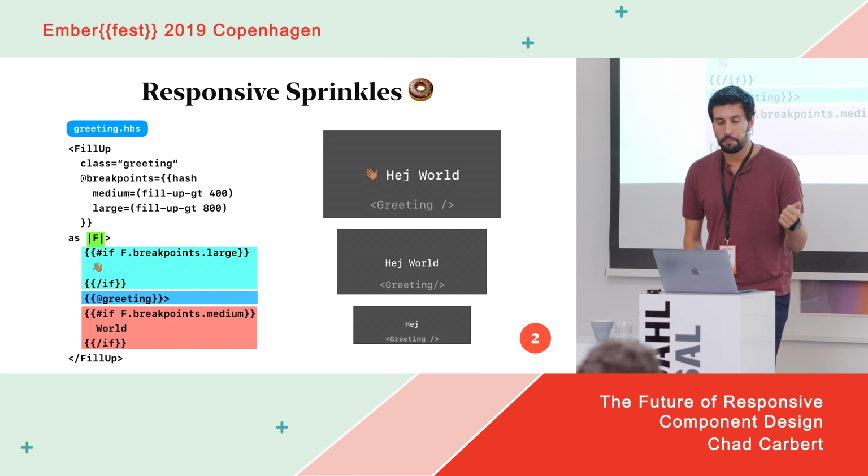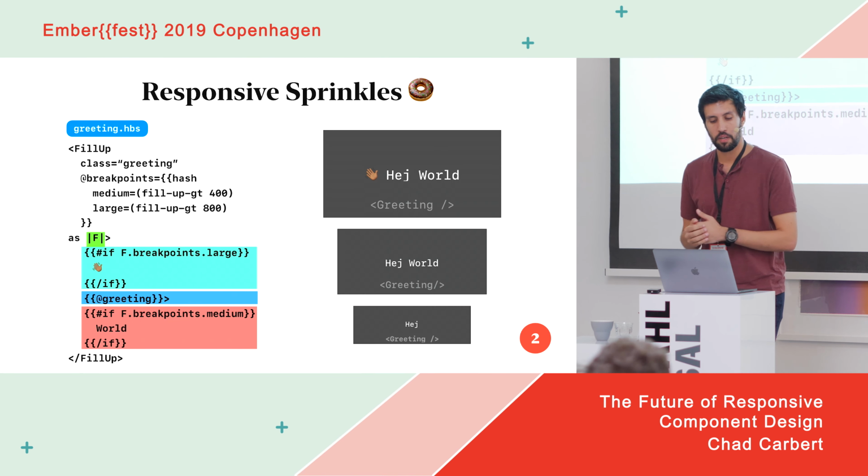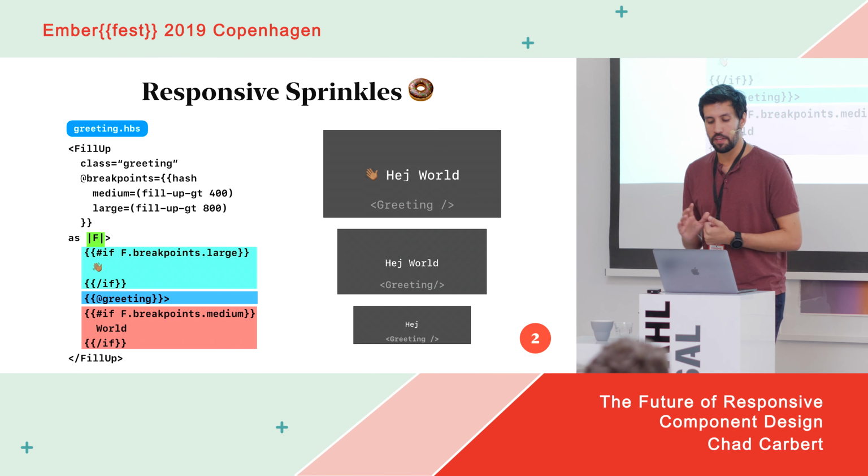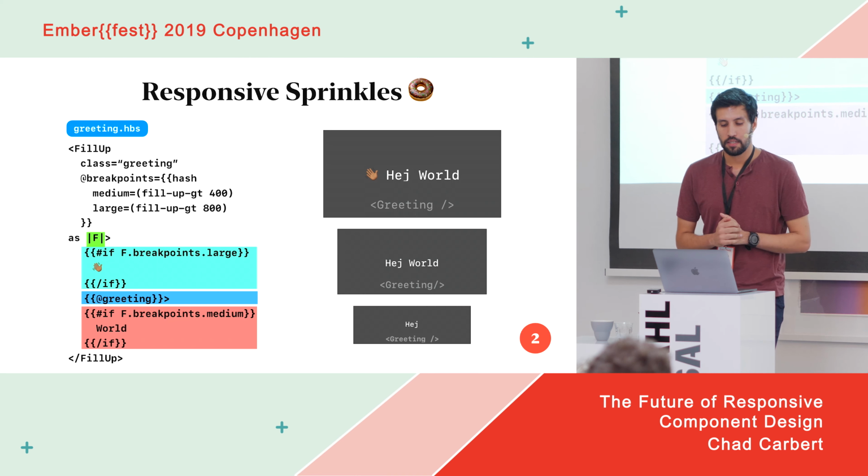Maybe you recognize this example from a few slides back. The difference is that this time we don't pass in a size argument. Our greeting component already knows how to react. In this example, we only want to show the hand wavy emoji on our large breakpoint and up, and the word world on the medium breakpoint and up, and the greeting there will always be shown.